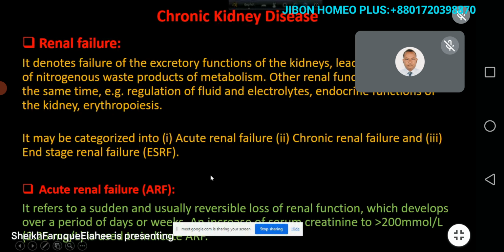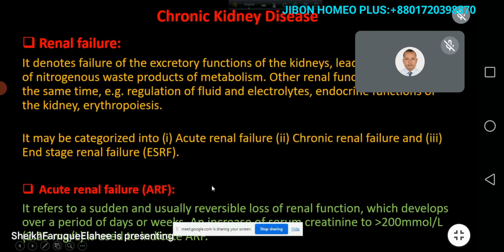Acute means sudden. It refers to a sudden and usually reversible loss of renal function, which develops over a period of days or weeks.